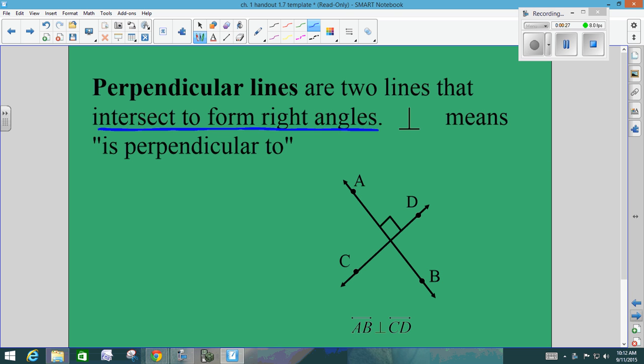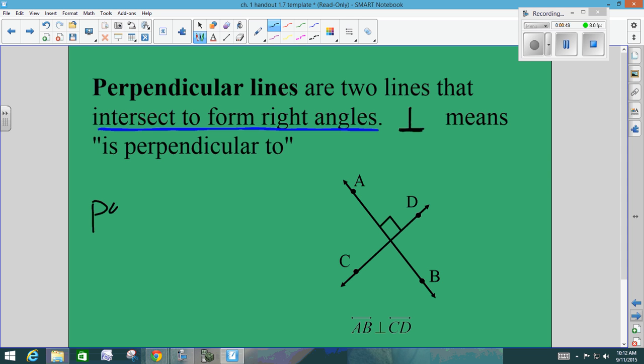What's the degree measure of a right angle? 90. All the ceiling dividers are perpendicular to each other where they intersect because they form nice 90-degree angles. The lines in the bricks, perpendicular because they form those right angles. Okay. This upside down capital T, that's your symbol for perpendicular.